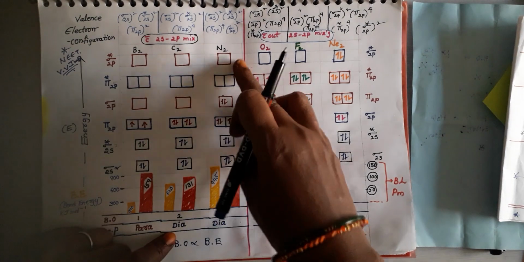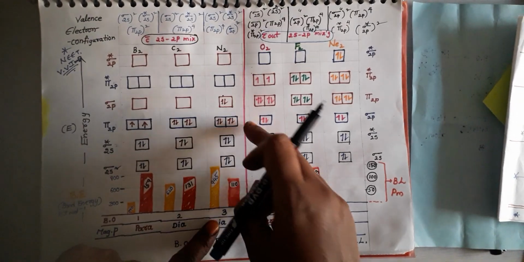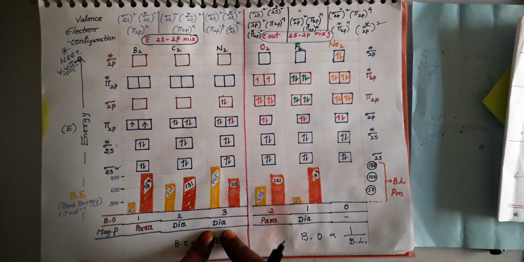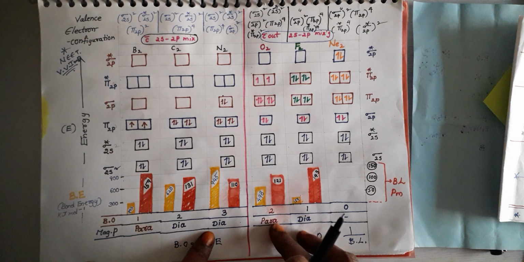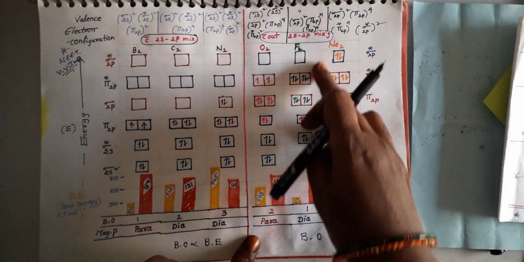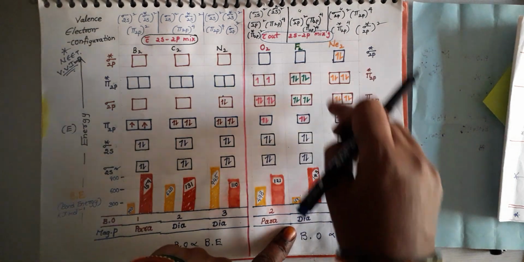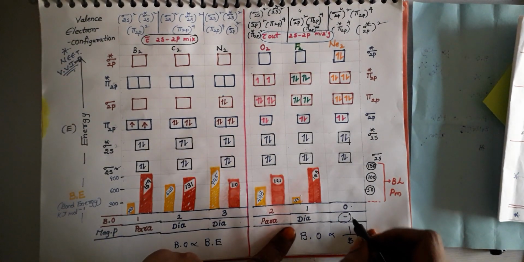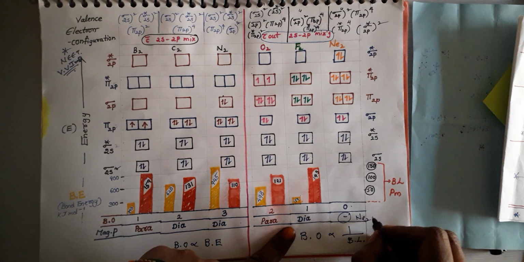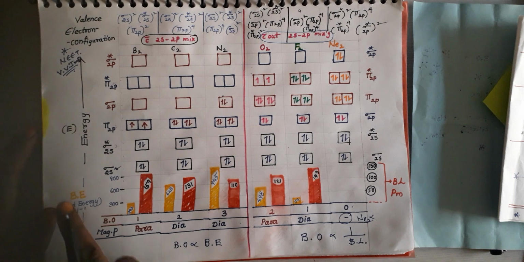Next, nitrogen: paired electrons, it is dia. Next, oxygen: single electrons are present, it is para, colored. Fluorine: paired electrons, dia, colorless. Neon: paired; actually bond order is 0, so Ne2 is not possible. So this is about the bond energy, bond order relationship.